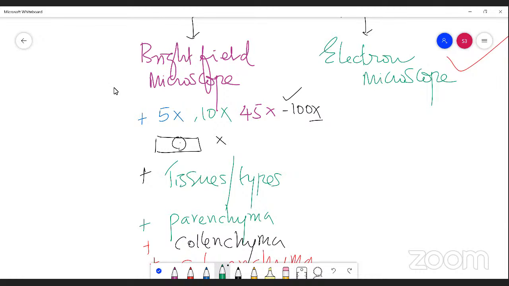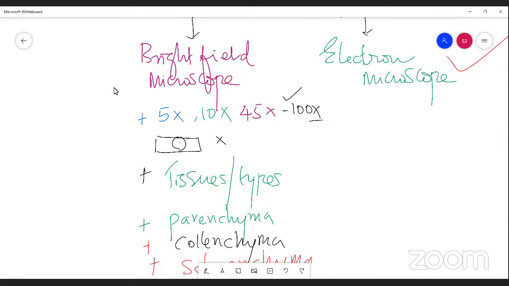What do you understand about 10x? The image size can be increased 10 times larger than the small image. That is 10x. Actually, what are they? 5x, 10x, 45x, and 100x. Actually 5x is a lens, 10x lens, 45x lens, 100x lens. So that's why I mentioned there are different lenses that we are using in the bright field microscope.